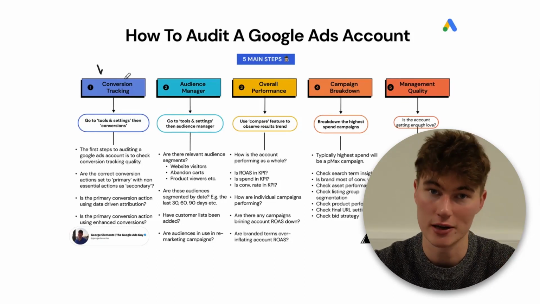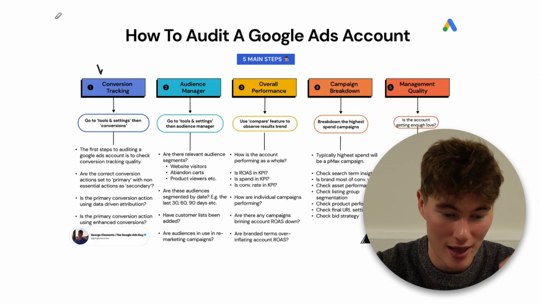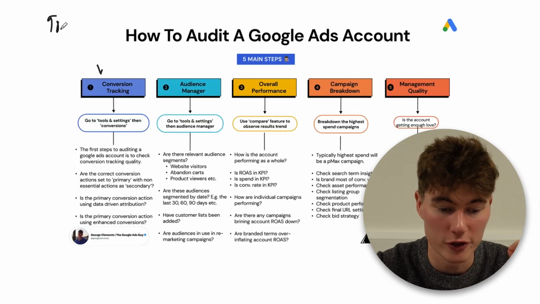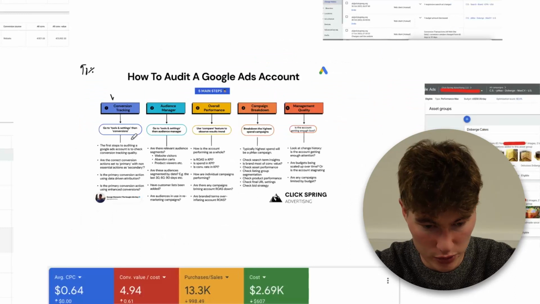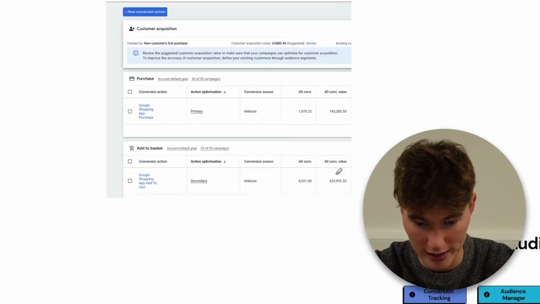Now, conversion tracking, and I've said this so many times, is probably the thing that 90% of Google advertisers get wrong, okay? It's so common for conversion tracking to be wrong, and really, it doesn't have to be that hard. I'm gonna be honest, it does not have to be that hard. So let's jump into what you should be looking for, okay? So first things first, you wanna go to tools and settings, and then you wanna go to conversion tracking. And it's gonna look something like this.